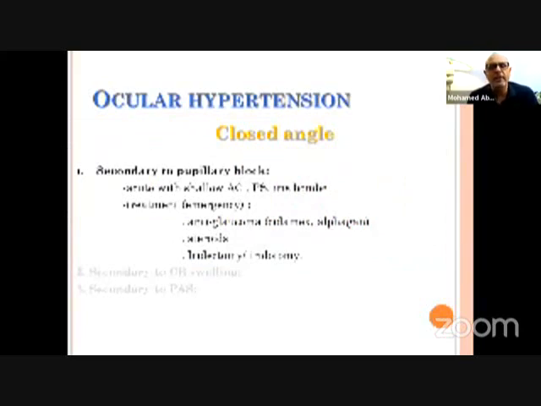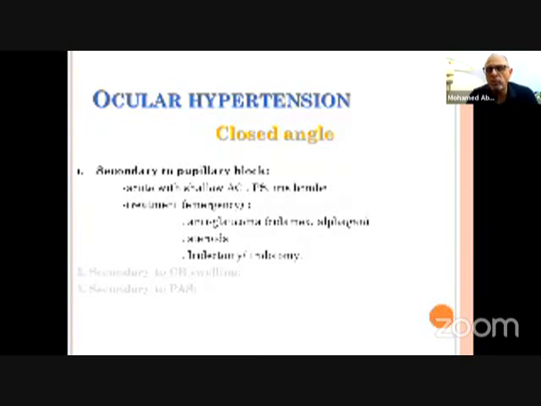The second category is closed angle, the ocular hypertension in the presence of closed angle. Here, the first type is secondary to pupillary block. Because of posterior synechia, if it becomes 360 degrees, this would prevent the flow of the aqueous and would cause a forward bowing of the iris, iris bombé, with closure of the angle that can occur pretty acutely, in an emergency way.